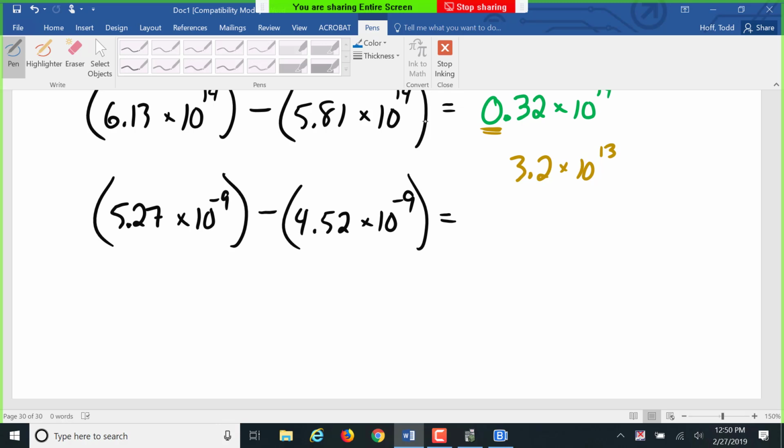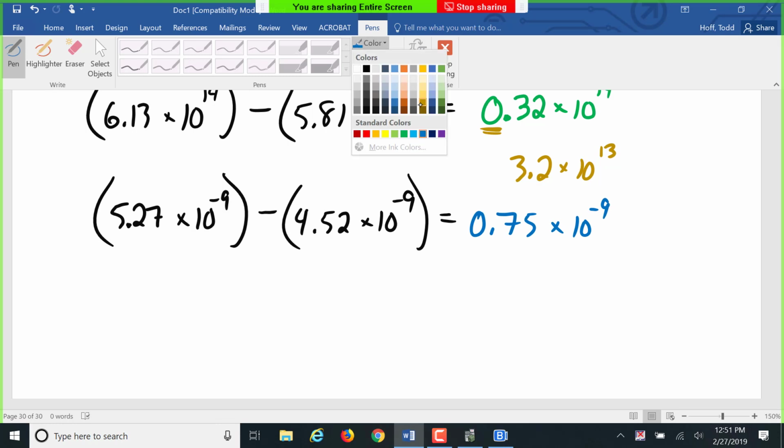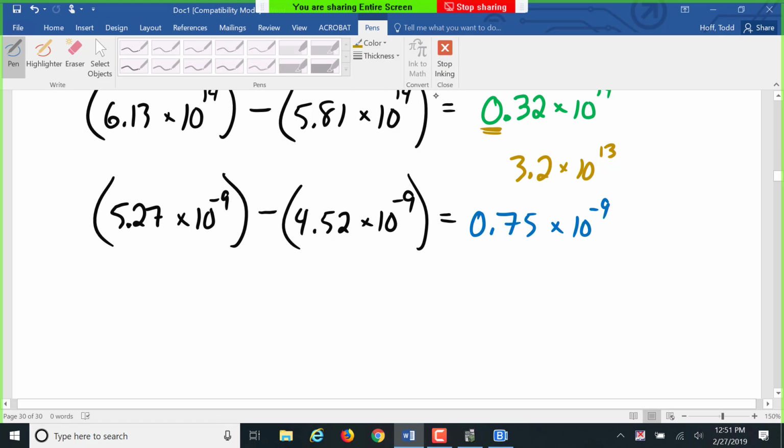So 5.27 minus 4.52 is 0.75 times 10 to the negative ninth. Perfect. We adjust that to become what? 7.5 times 10 to the negative 10. Good. Number got larger, went from 0.75 to 7.5. Power gets smaller. So negative 9 minus 1 is negative 10. Perfect.